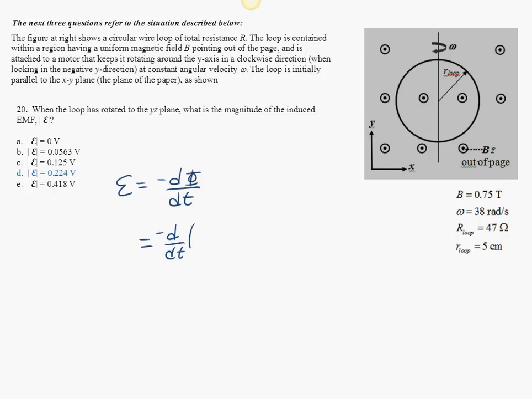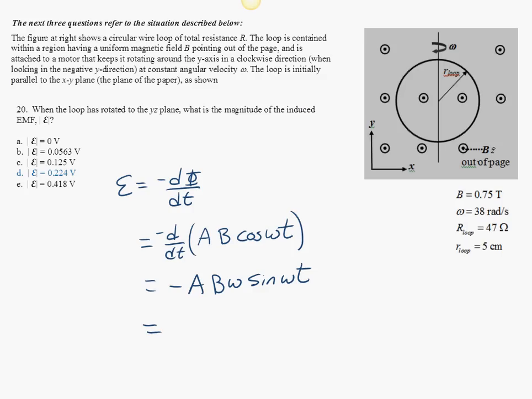derivative with respect to time, and the flux is just the area of the loop, the magnitude of the magnetic field, and times the cosine of the angle between those two, which I'm writing as omega t here since it's rotating. And when we do that, I'm going to get a minus the area, the magnetic field, pull out an omega, I get a sine of omega t. We're not going to worry about if it's positive or negative since we just need the magnitude here.